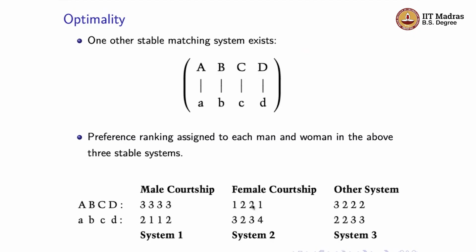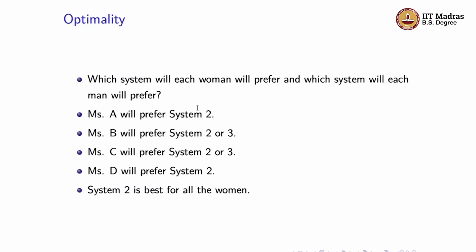And finally, Miss D would also agree that the second one is better because she gets a most preferred partner versus she would have got a second most or third most preferred partner in the other systems, right? So basically, if you notice this, Miss A will definitely prefer system 2. Miss B will be indifferent between system 2 and 3. Miss C will prefer system 2 and 3. And Miss D will definitely prefer system 2. So if I now aggregate this, what we see is that all the women would definitely agree that system 2 is weakly better or strictly better, right? So in that way, we say that system 2 is the best for all women.